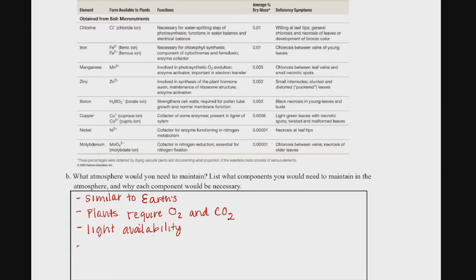Legumes, I'm just going to write them down because I do really like them. They fix atmospheric nitrogen, which would reduce the need for additional fertilizer that contains nitrogen.